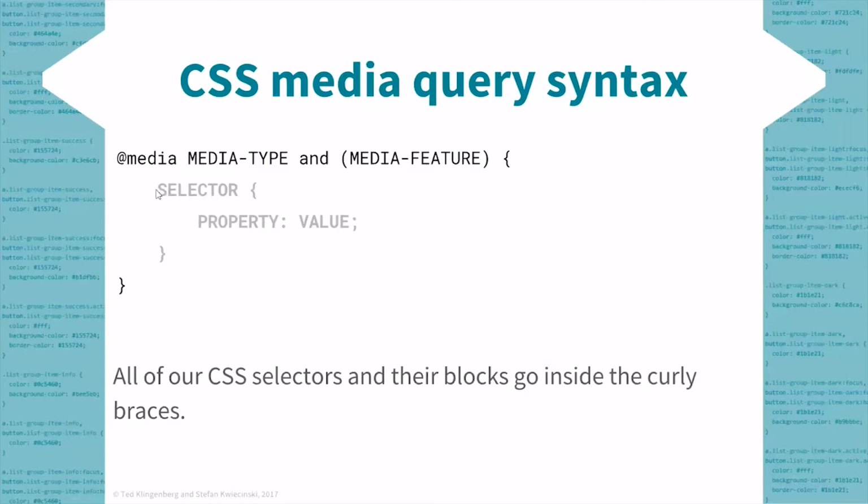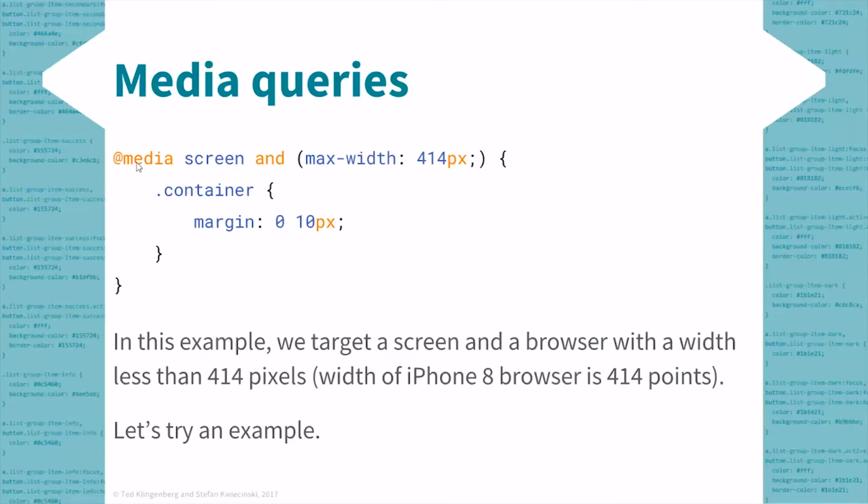Right here we only have one selector and one block, but we can have multiple selectors. We can change a bunch of different things inside this rule. So let's go ahead and look at an example. We have our @media rule, and we're going to only display the CSS whenever the device is a screen and the maximum width is 414 pixels. So if the browser width is any larger than 414 pixels, then it's not going to apply. But if it's any less than 414 pixels, then this will apply.